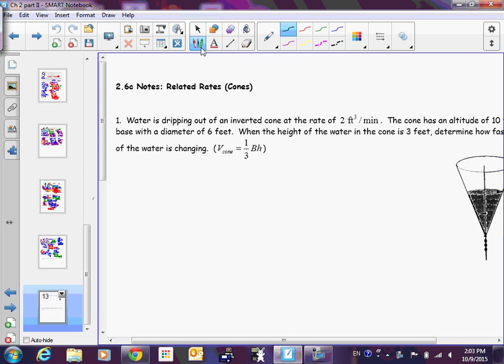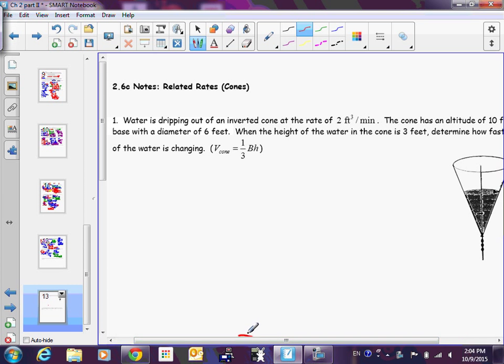Okay, so our last notes on related rates have to do with cones. Cone problems, there's going to be a little extra step in the beginning, but the problem will work out very similar to the ones that we already had. So in your notes, go to where you see this cone right here.